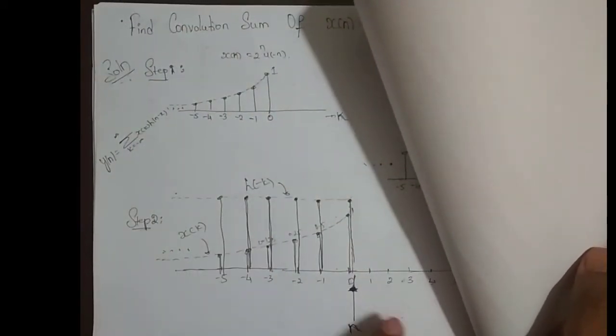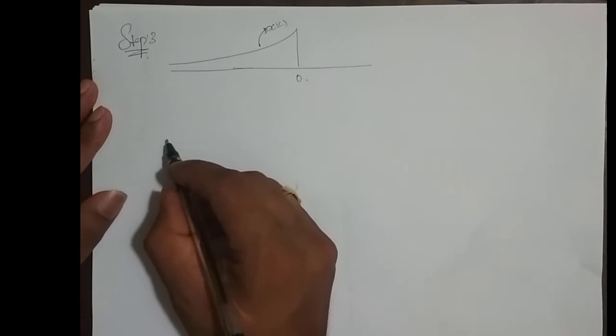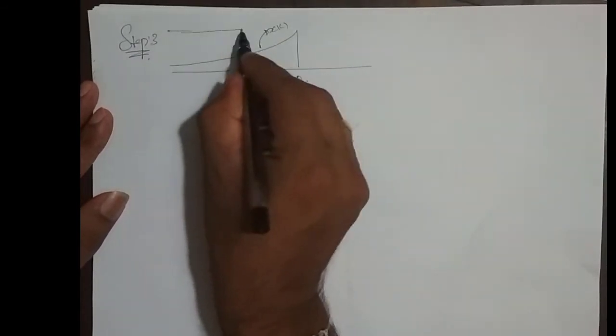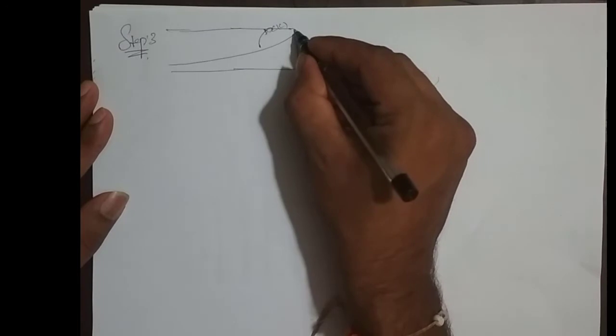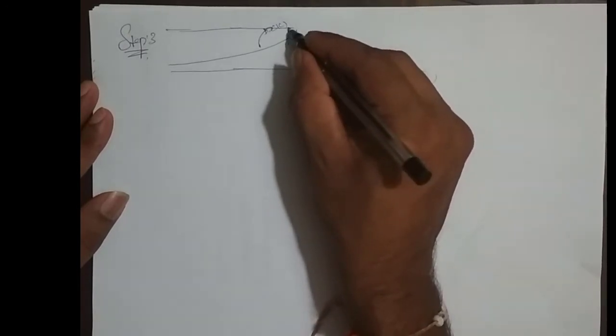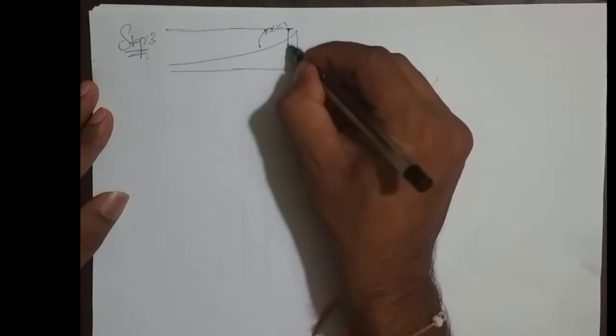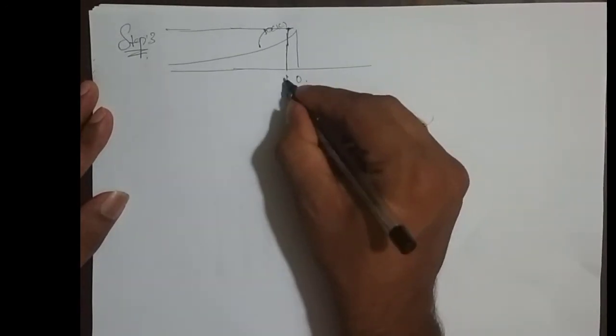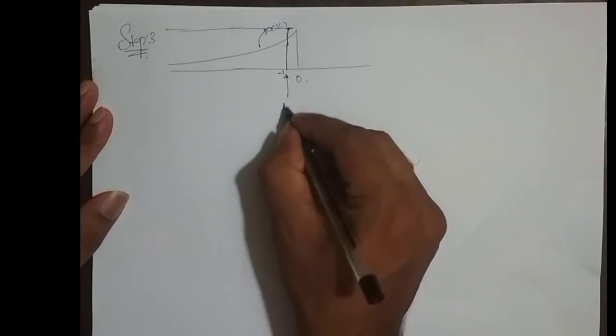Now we'll have step 3. What is step 3? I need to move the h of minus k sequence from minus infinity to plus infinity, and I have to check for those overlap regions, right? Now say I will assume that this is the x of k sequence, this is 0. We'll assume that my h of minus k sequence is somewhere at minus 1. So this is at n, this is k.